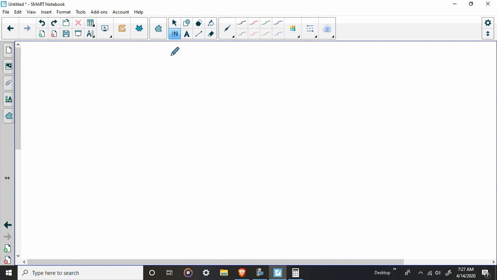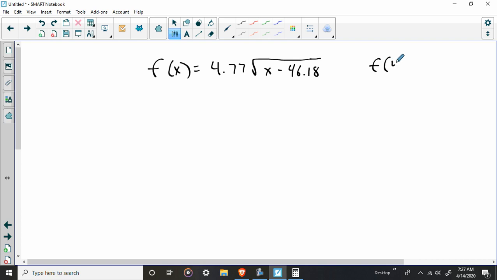Okay, and the last one, I'll give you a big decimal, and you guys can not freak out about it. F of x is equal to 4.77 times the square root of (x minus 46.18), and they want to know f of 47.18. So again, don't freak out. These are going to work out nicely. So what are we going to do?